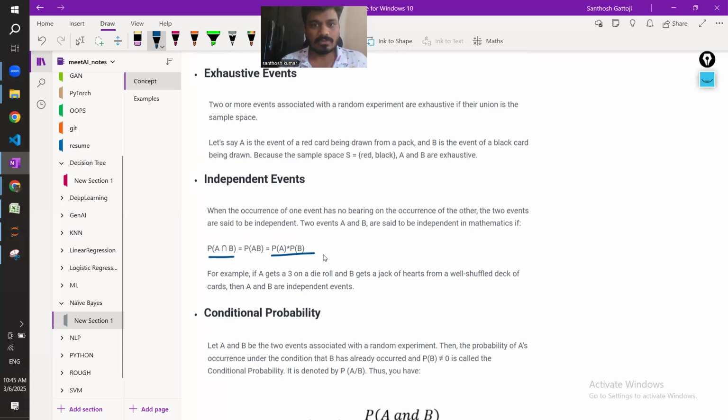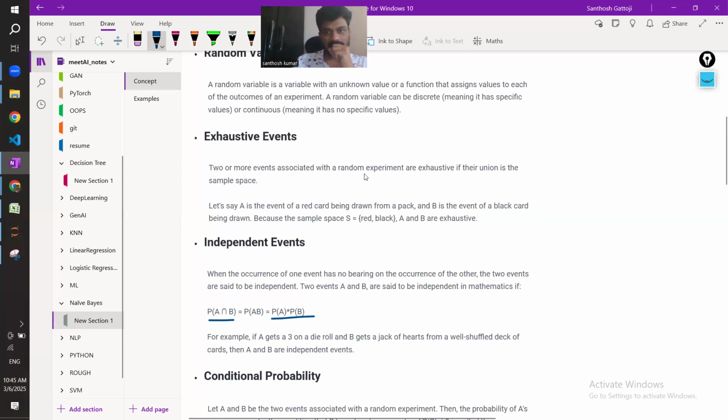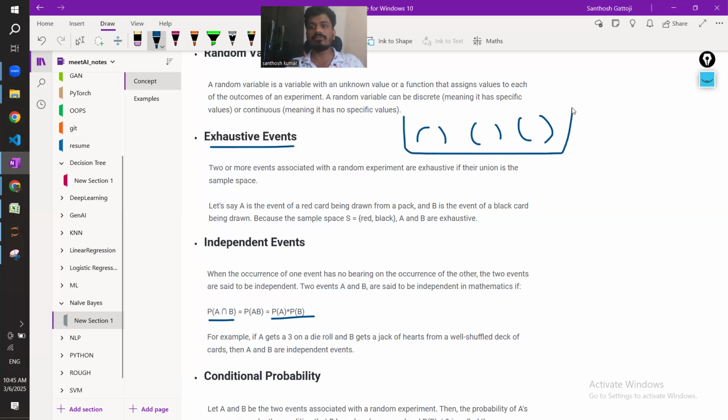So what is exhaustive? Two or more events associated with a random experiment are exhaustive if their union is the sample space. That means when you combine all these events, it will give you the sample space. For example, rolling a dice. The sample space considers 1, 2, 3, 4, 5, 6.